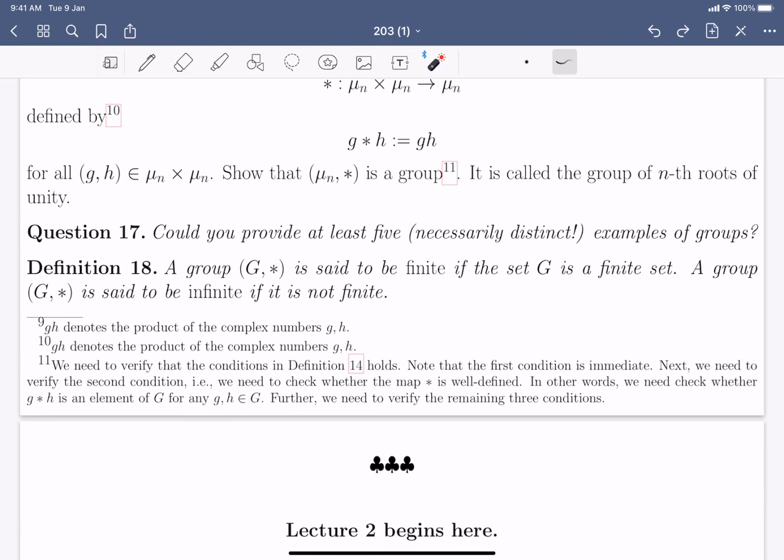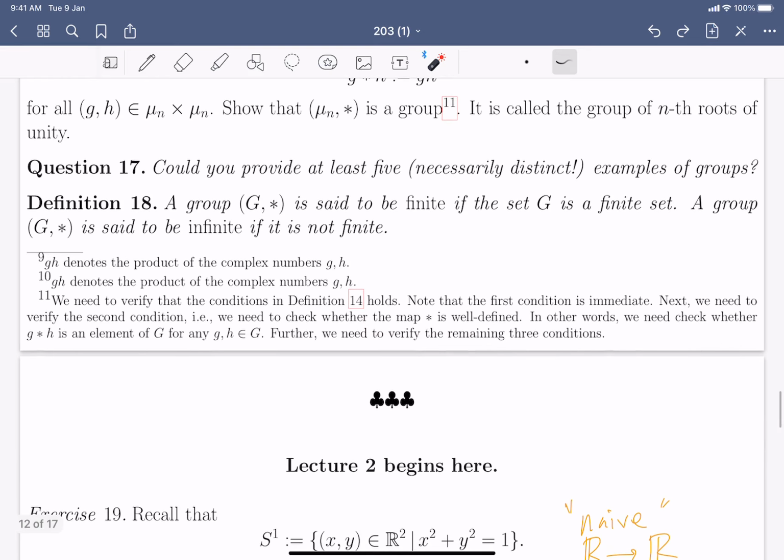Next we made this notion of finite and infinite groups. So we call a group finite or infinite depending on the cardinality of its underlying set G.